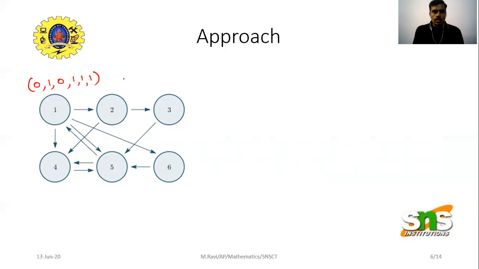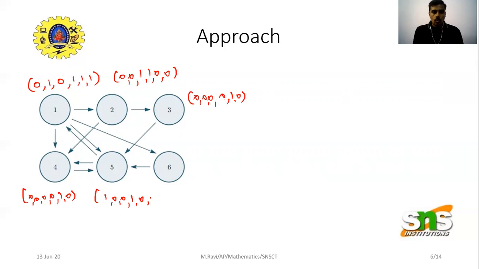Similarly, for page 2 it is 0, 0, 1, 1, 0, 0. That means page 2 is linked with page 3 and page 4 only. The link vector of 3 is 0, 0, 0, 0, 1, 0, and the link vector of 4 is similarly 0, 0, 0, 0, 1, 0. That means 4 is linked only with 5. And the link vector of 5 is 1, 0, 0, 1, 0, 0. Finally, for 6 it is 0, 0, 0, 0, 1, 0, since 6 is linked only with 5. So these are the link vectors.